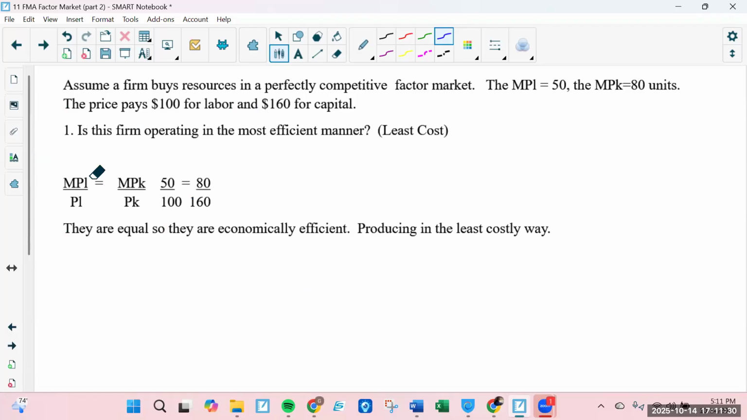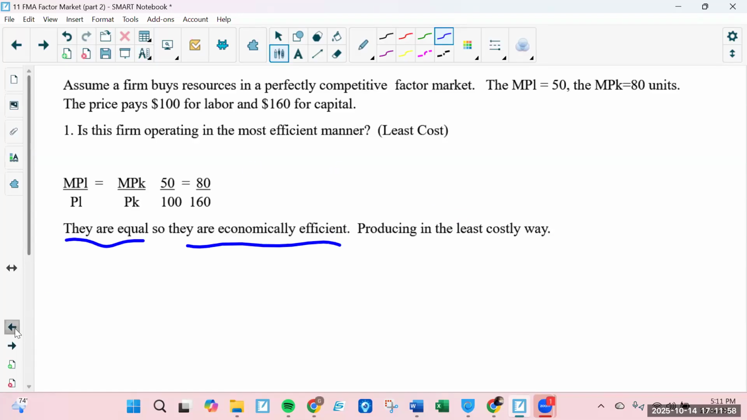Okay, the least cost rule. We know the marginal product of labor over the price of labor should equal the marginal product of capital over the price of capital, and so on. 50 over 100 equals 80 over 160. They actually are equal. So yes, this firm is hiring capital and labor in the least costly way. But in reality, there could be multiple least cost ways of hiring these 2 resources.